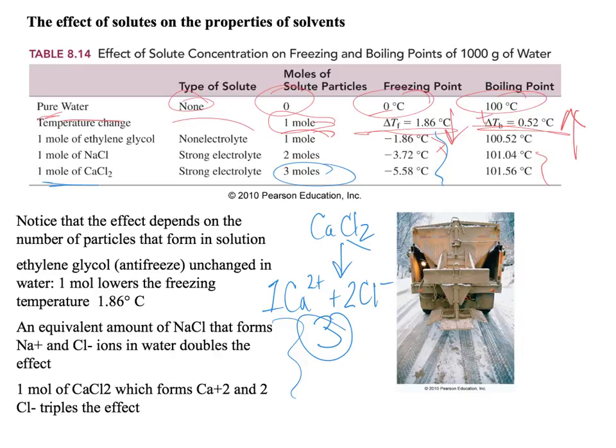The more solute particles you have, the greater the effect. You can increase this in multiple ways. You can increase your moles of total solute through concentration. Instead of 1 molar, use 2 molar, use 3 molar, and so on. And or increase the number of particles you get from what you put in solution. So whether you use sodium chloride or calcium chloride makes a difference, because you get more particles with calcium chloride, which has a greater effect.